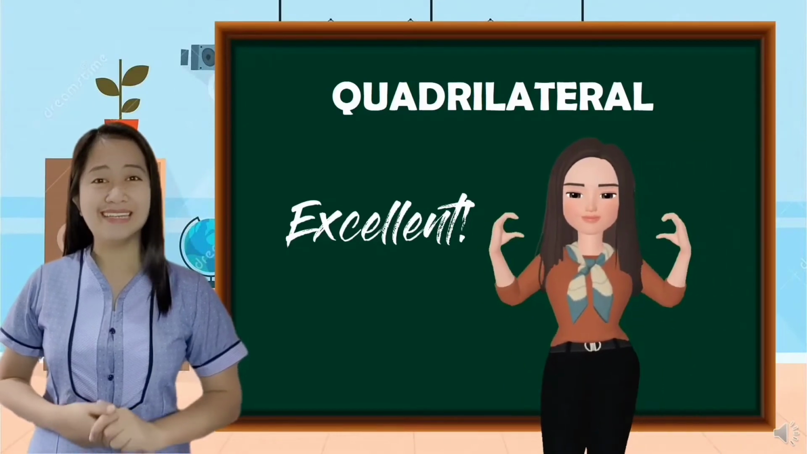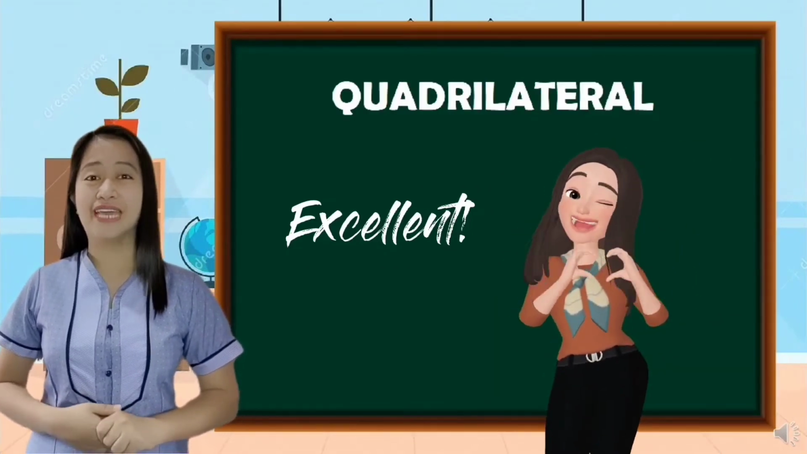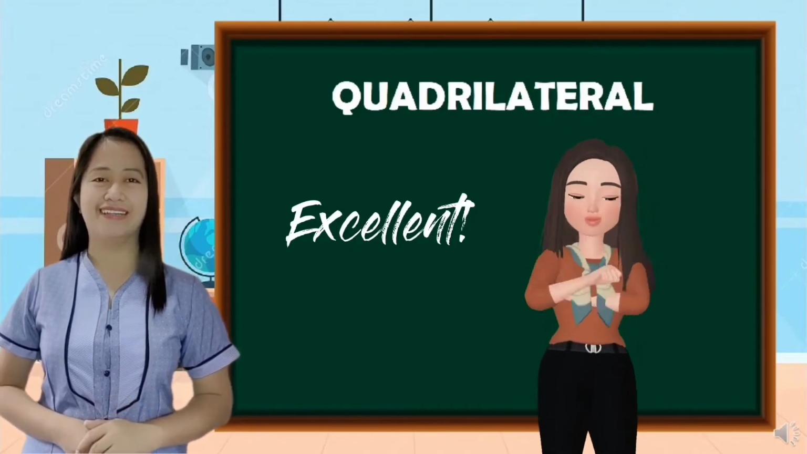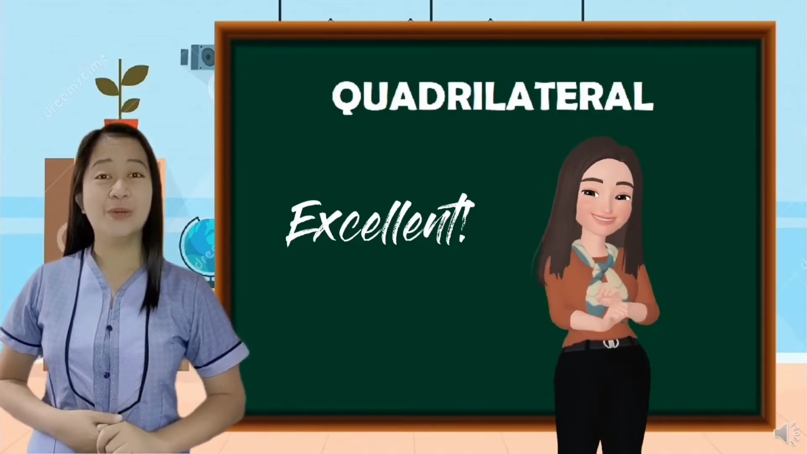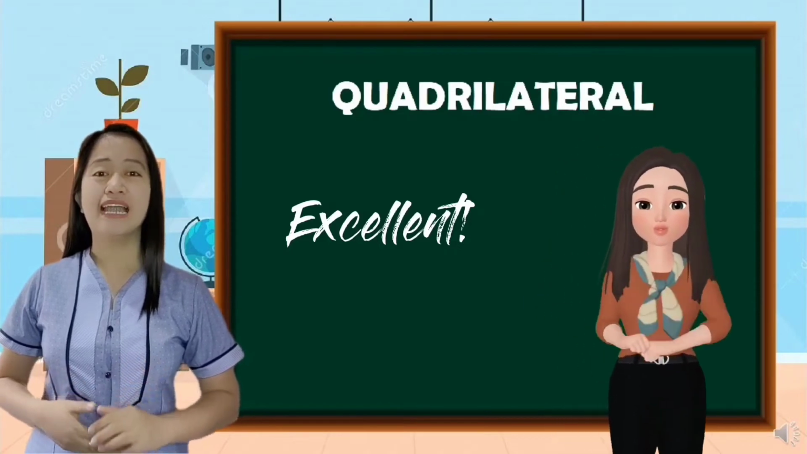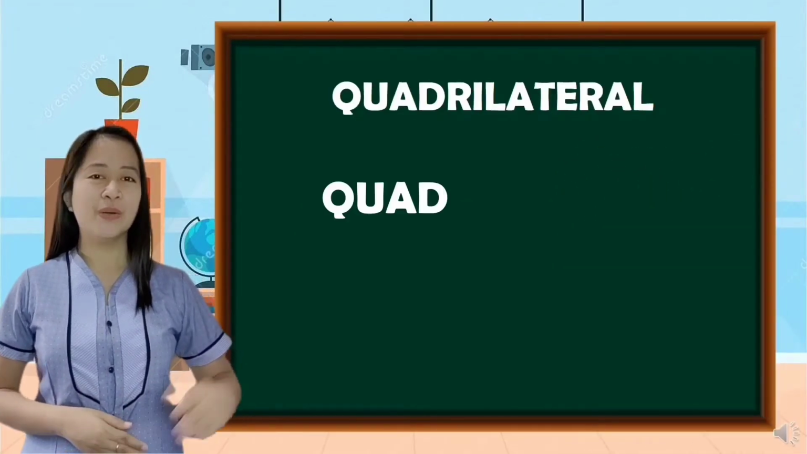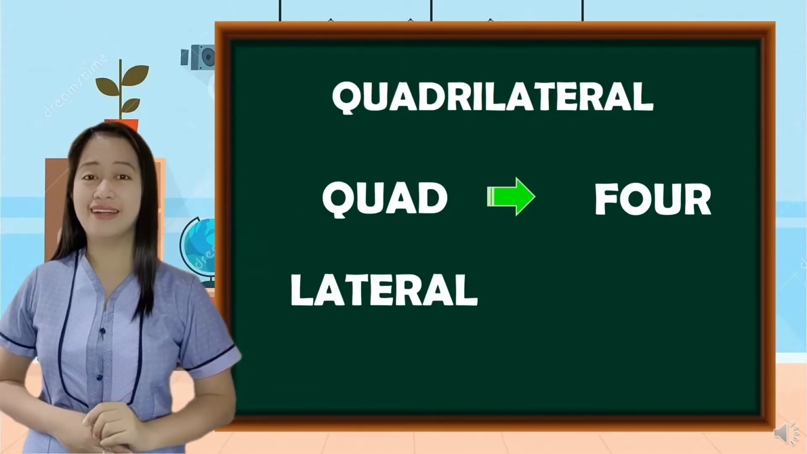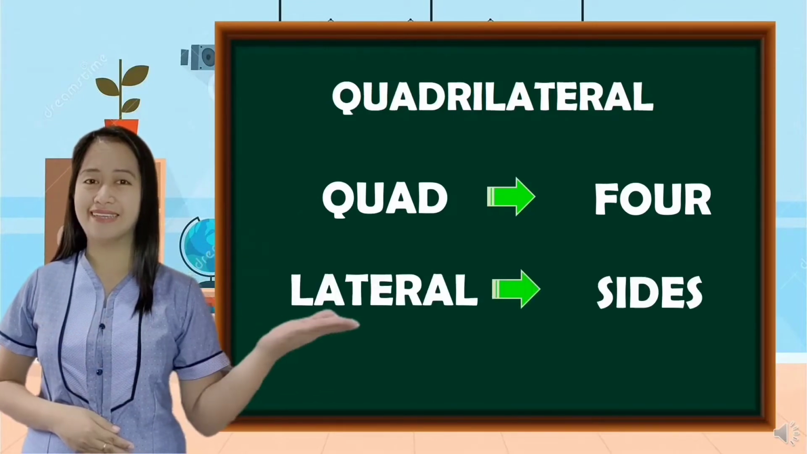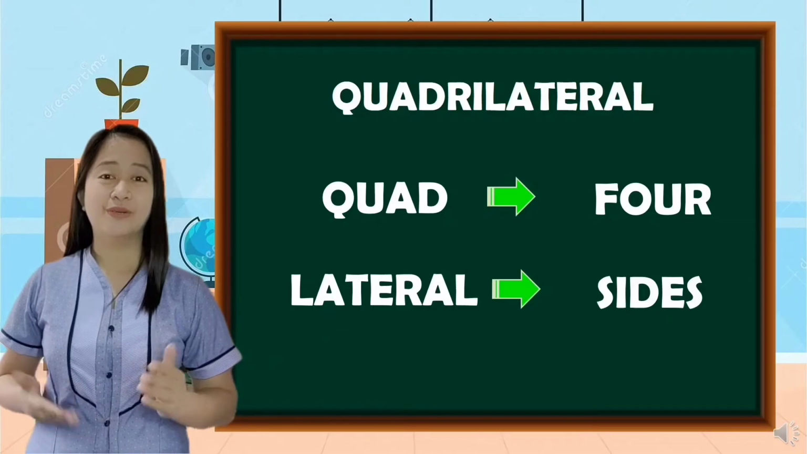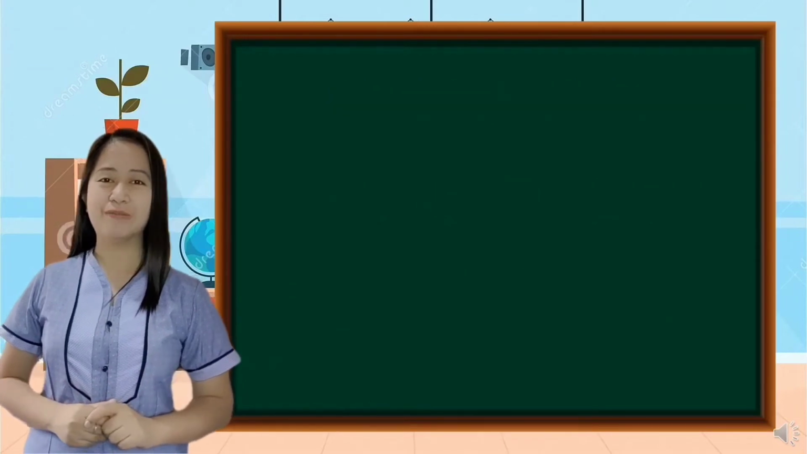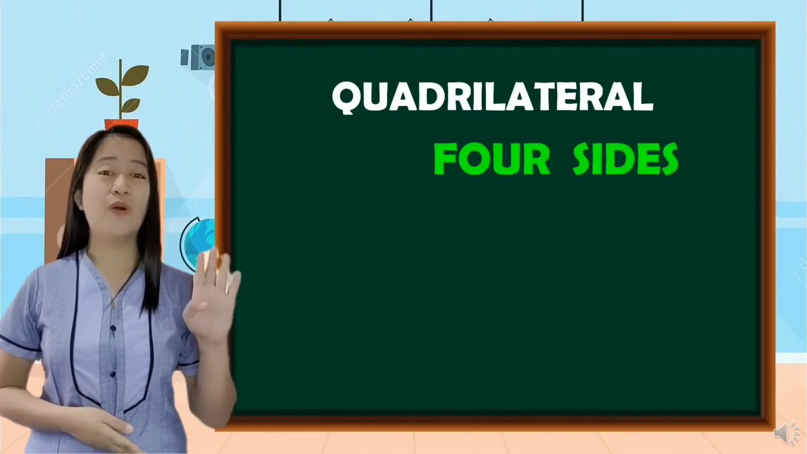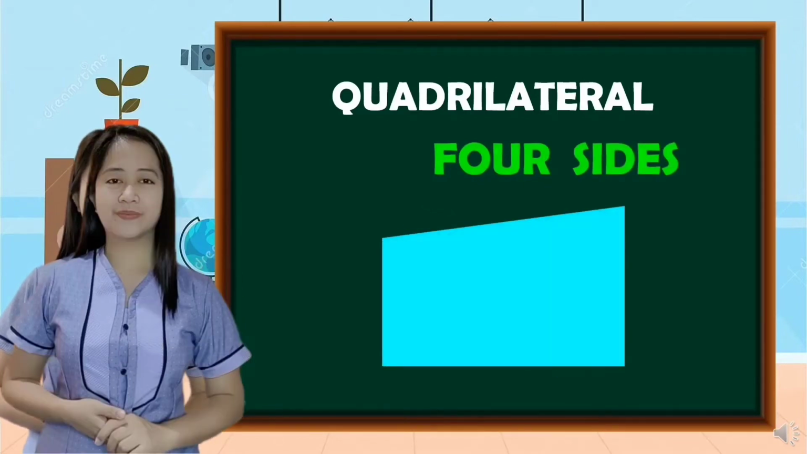Wow, that is a great start. You have the idea or prior understanding about the quadrilateral. And yes, you were right. Quadrilateral comes from the word quad, which means 4, and lateral, which means side. Therefore, quadrilateral can be translated as any figure with 4 sides.